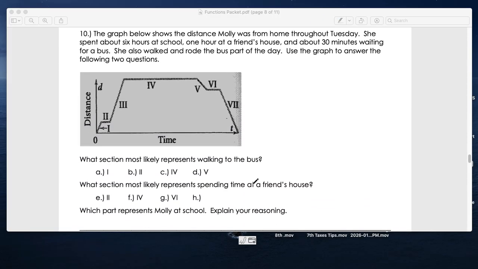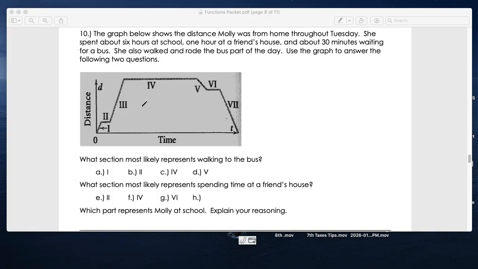Oh my God. The graph shows the distance Molly was from home, so she's walking out of the house. So she spent about 6 hours at school, 1 hour at a friend's house, 30 minutes waiting for a bus. She also walked and rode the bus part of the day. Use the graph to answer the following 2 questions. Which section most likely represents walking to the bus?